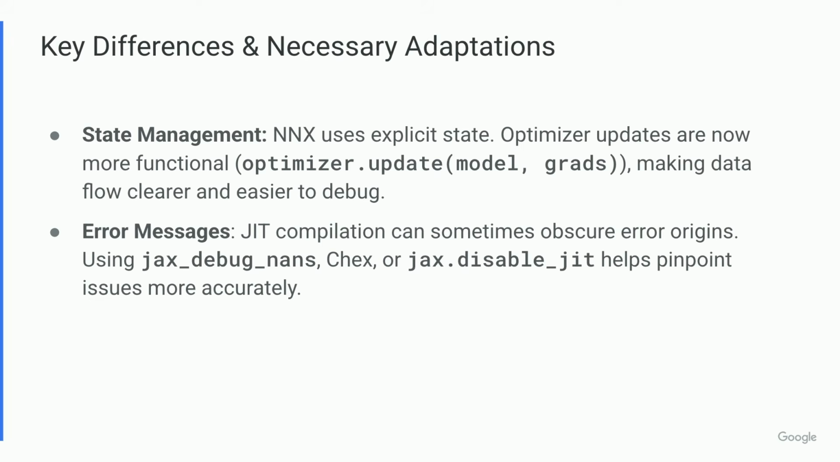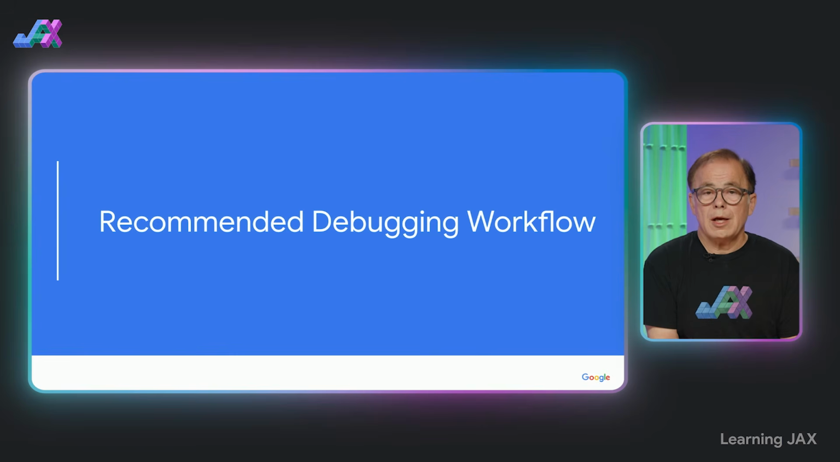Finally, JIT error messages can sometimes be indirect, making tools like checks or temporarily disabling JIT crucial for locating the exact source of a problem. So, to help you work, let's take a look at a recommended debugging workflow.